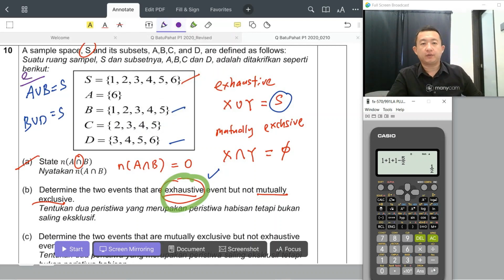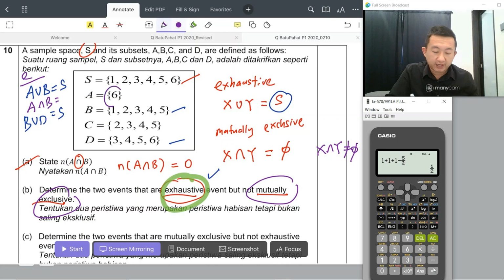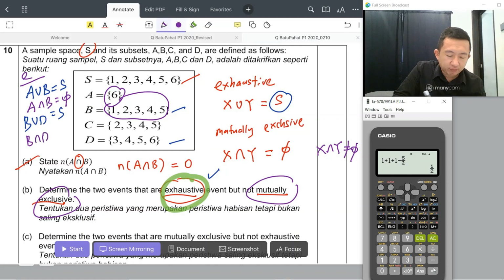Now, mutually exclusive. Not mutually exclusive means X intersect Y is not an empty set. Meaning you have the intersection between the two sets. Okay, we only check these two. A and B. Easy, because both of them are the only ones that pass. So A intersect B, you look at A and B. Do you have an intersection between them? No. It's an empty set.